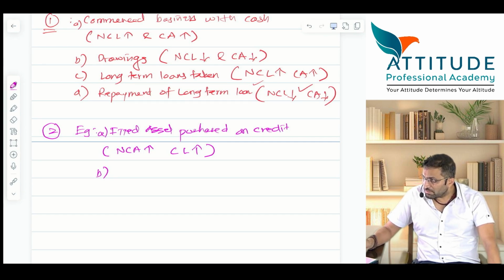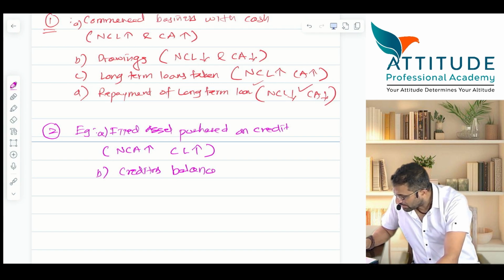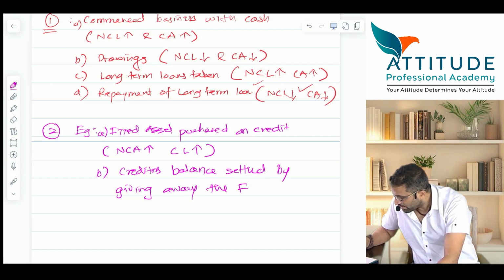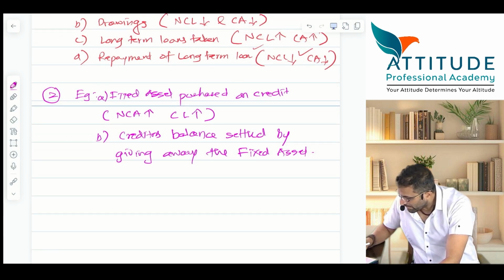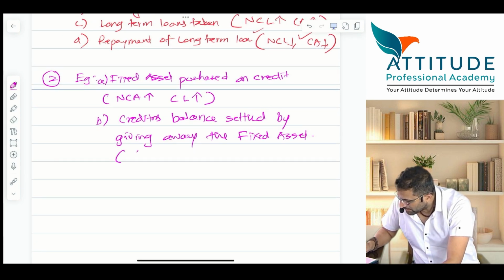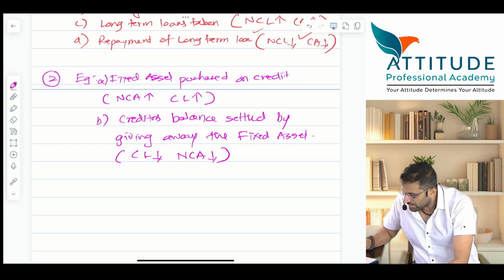सेकेंड एग्जाम्पल, creditors settled by giving away the fixed assets. Yes or no? Creditors balance settled by giving away the fixed assets, assuming of the same value. ये क्या होगा? CL reduces, non-current asset also reduces. Is that clear?